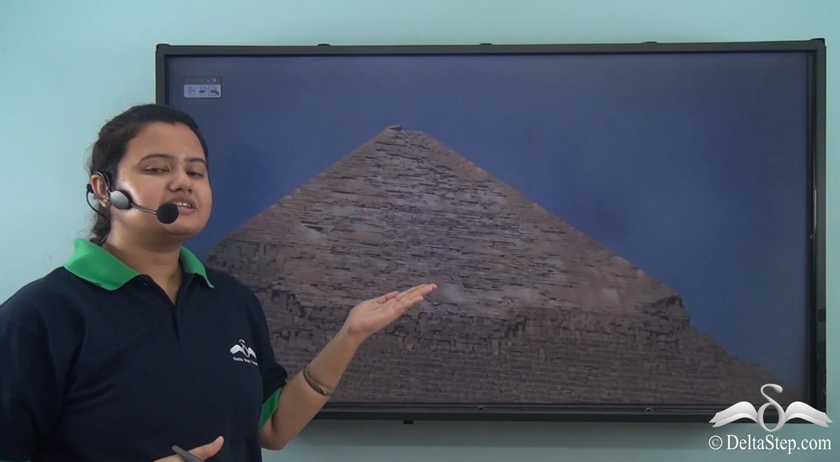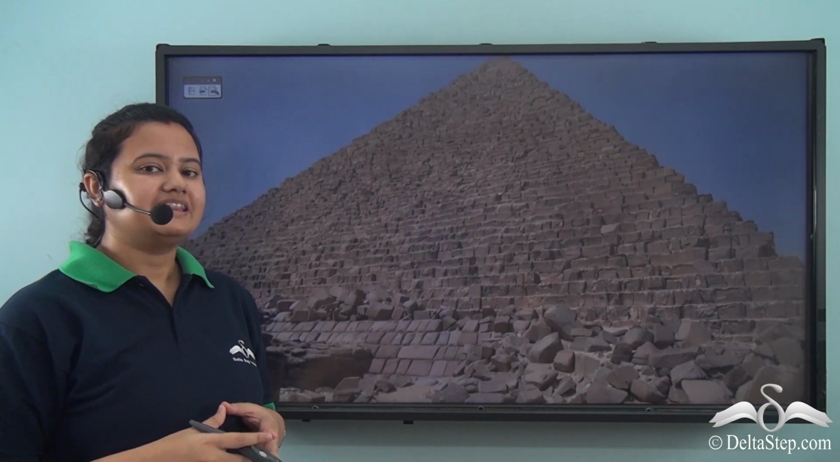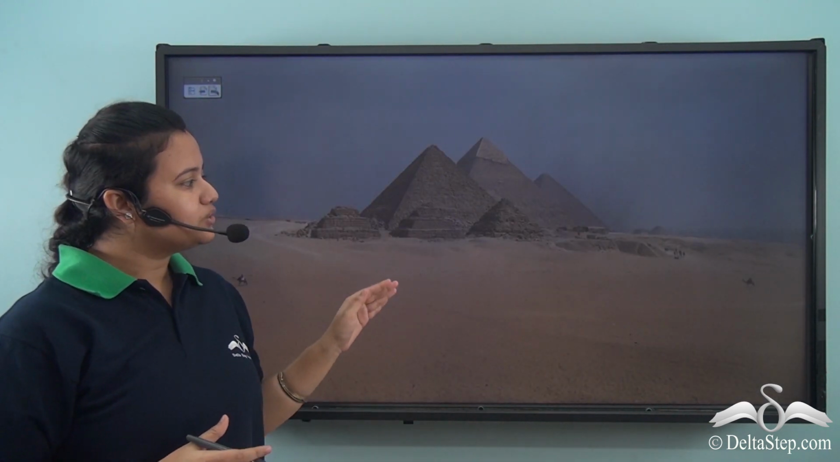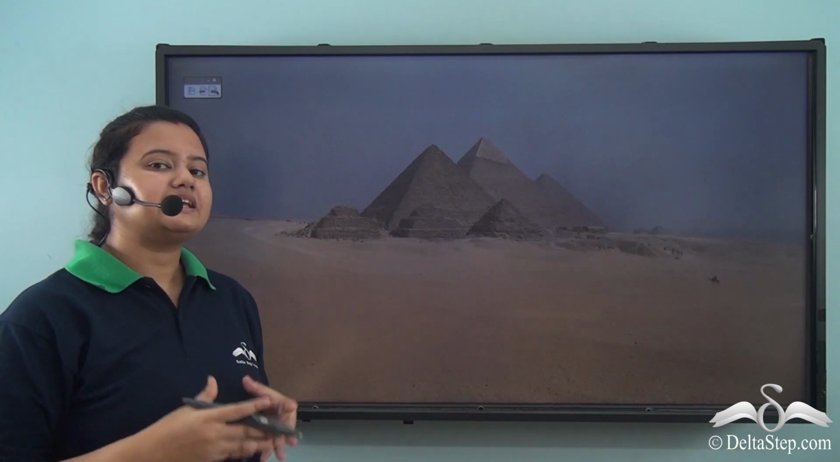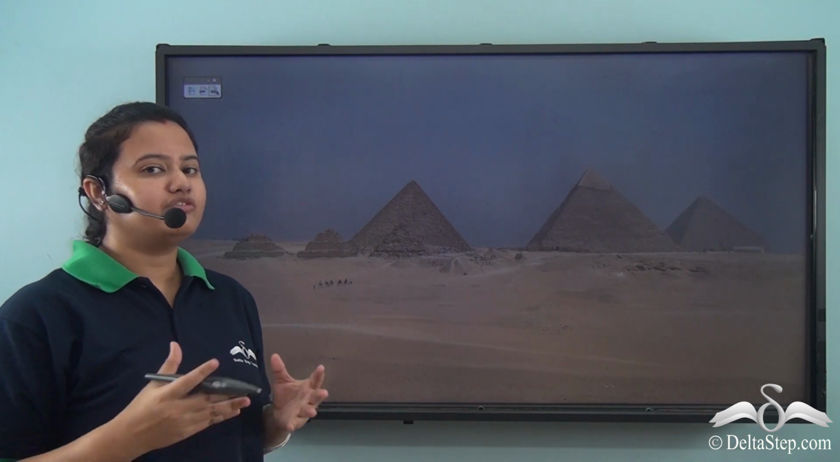Look at these amazing structures. Can you tell me what they are called? Yes, they are called pyramids. These conical structures were built in ancient times to preserve the dead bodies of kings or pharaohs.